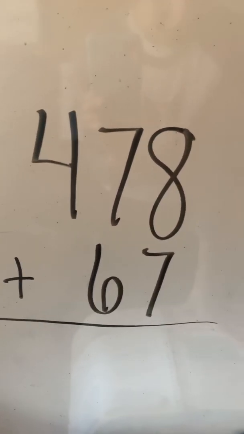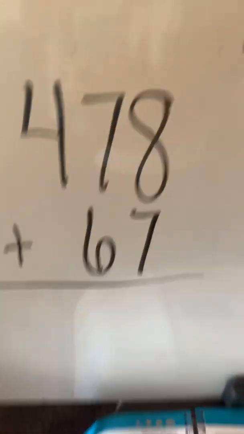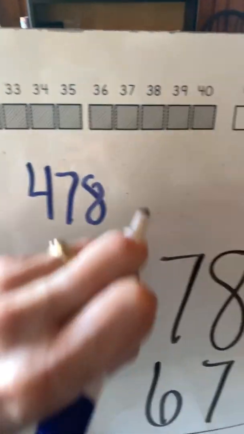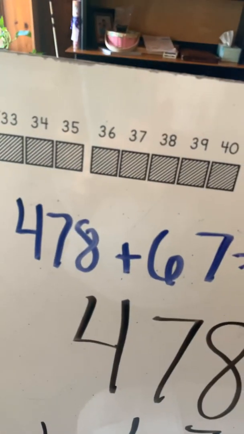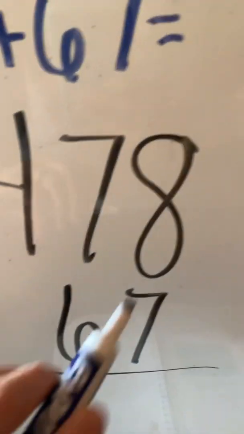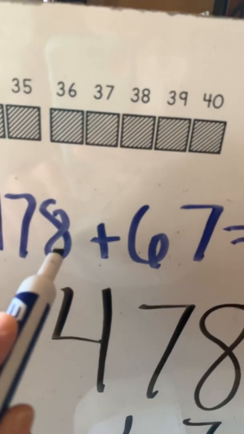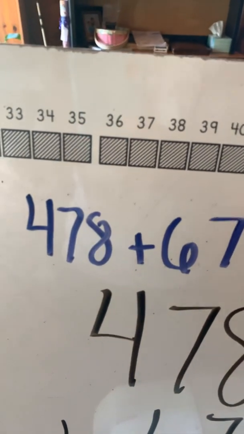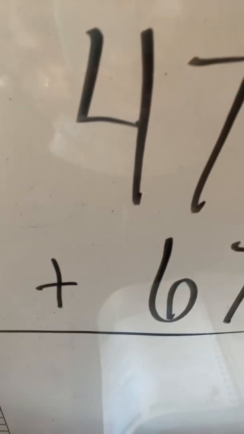The next thing I want you to ask yourself is, why did I line the numbers up like I did? If it was 478 plus 67 written horizontally, why did I decide to put the 7 under the 8 in the ones place? Why did I do that? Yes, because you see here the 8 and the 7 are both in the ones. And then the 7 and the 6, those are lined up because they're in the tens, and then we have hundreds.